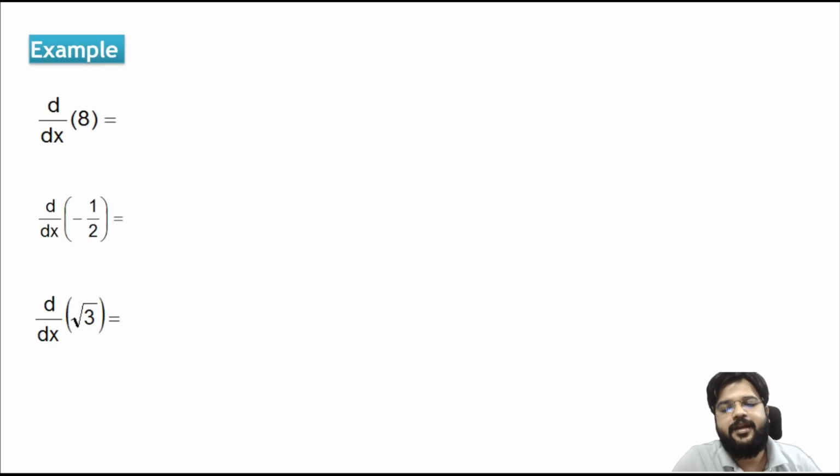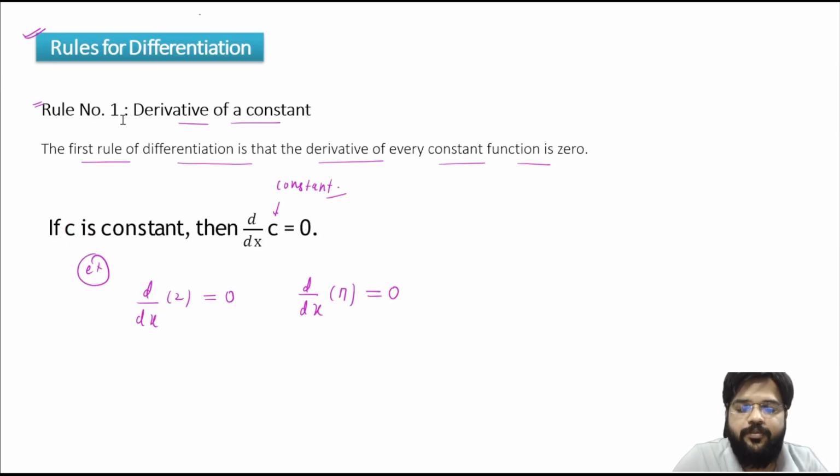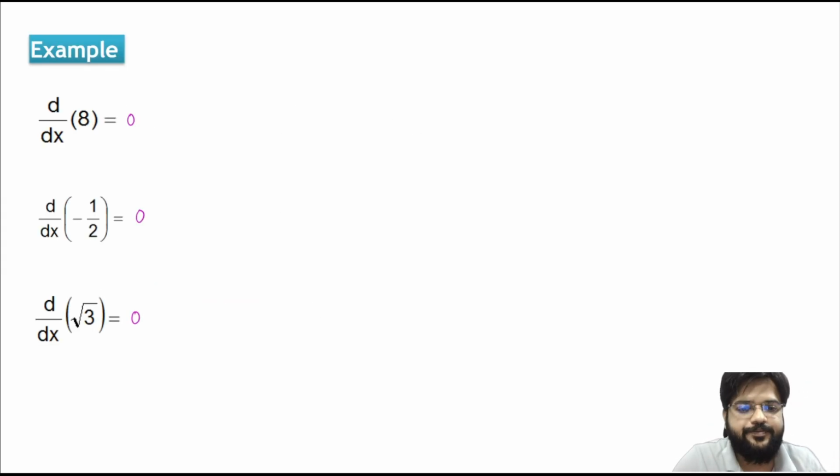So here we have some examples, everyone. dy by dx of 8, dy by dx of minus 1 by 2, dy by dx of root 3, correct? So 8 is what, everyone? It is constant, so it is 0. Minus 1 by 2 is also constant, so it is 0. And root 3 is also constant, so it is 0, correct? So here we are getting 0. So remember this rule number 1, everyone. If you are doing differentiation of any constant, then it is always 0. Note down, everyone.